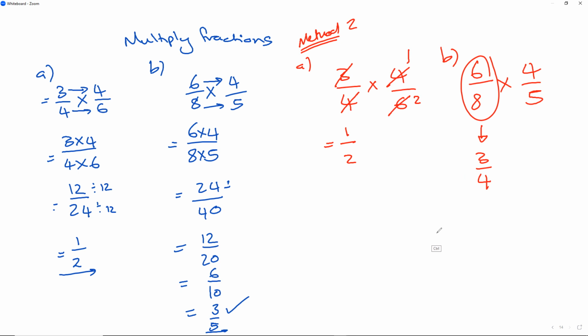Another possibility is to cancel across. 4 goes into 8 2 times. And then I'm left with 6 divided by 2, which is going to be 3. 2 goes into 6 3 times. So I'm left with 3 over 5. Alright, if I simplify this, remember this was 3 over 4 times 4 over 5, and those two cancel, it means 3 over 5. To keep it simple.